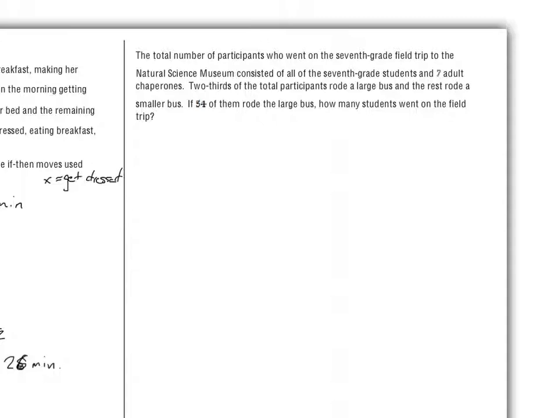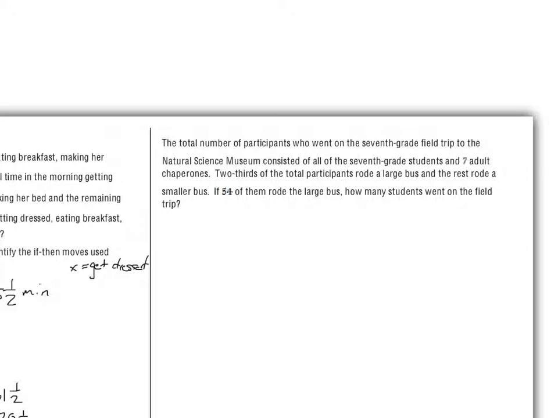So, looking at this, we see that 2/3 of the total participants rode on the large bus. So that's 2/3 of the total participants. So we'll go ahead and say X is the total participants. It says if 54 rode on the bus. So 2/3 of the total participants, X, is equal to 54.